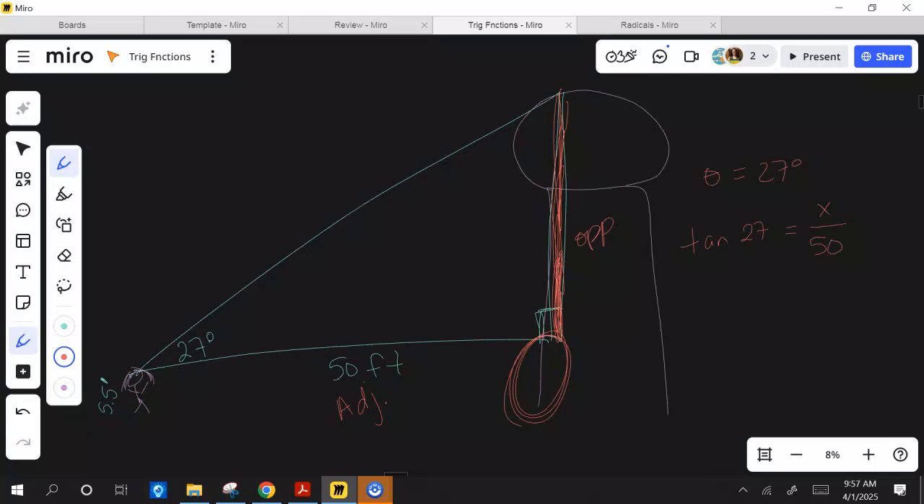Multiply by 50. 27 times 50 would give me that opposite side, and then I have to add in the 5.5. So 30 point. Three places. No, go up three. Yeah, go up three. That's it. Okay. Nine times out of 10, these are going to be tangents because you're not finding the hypotenuse.